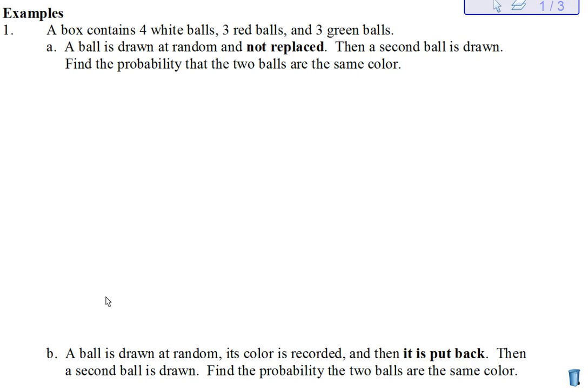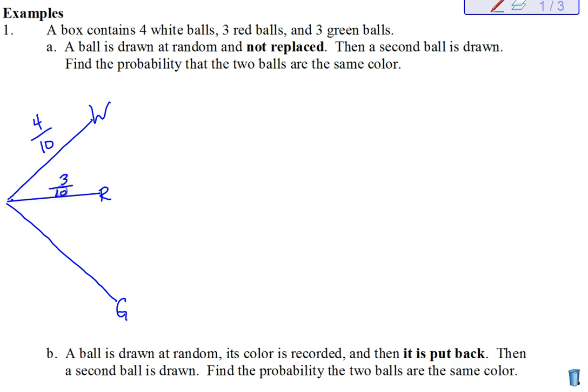Okay, so we'll start, and I hope I have enough room to do it on this smart board, with our first draw. When I go in for my first draw, I have a possibility of getting a white, or a red, or a green. The probability that I get a white would be 4 out of 10, because there are 4 white out of 10 total balls. The probability that I get red would be 3 out of 10, because there are 3 red out of 10.